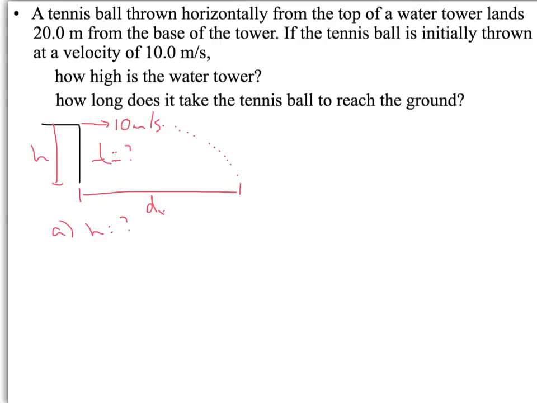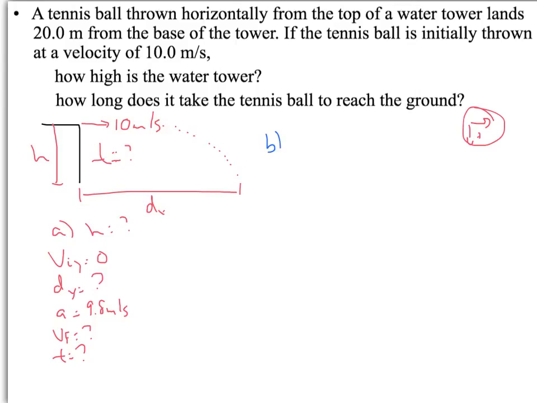So now we need to look at the vertical component only. Okay, so we have Vi,y is equal to 0. dy, or h in this question, is the question mark. A is going to be 9.8 meters per second squared, because we are going to say right and down is positive. Vf we don't know, and time we don't know. So now, we can't solve this problem because we have two unknowns. So let's go on to B.